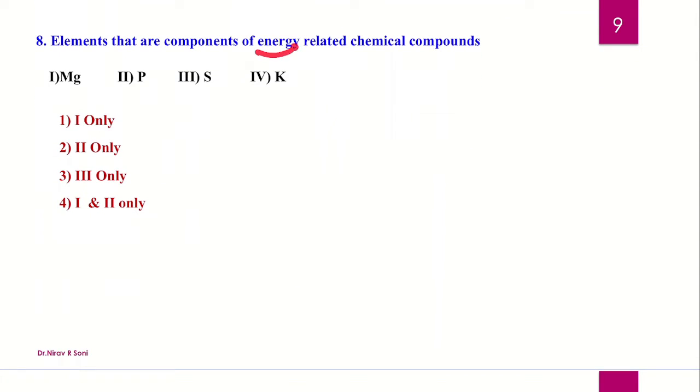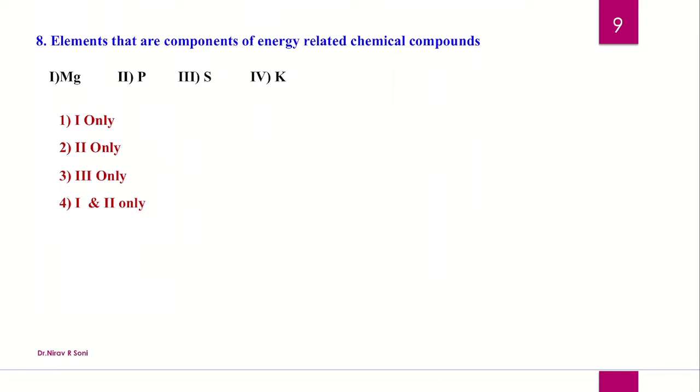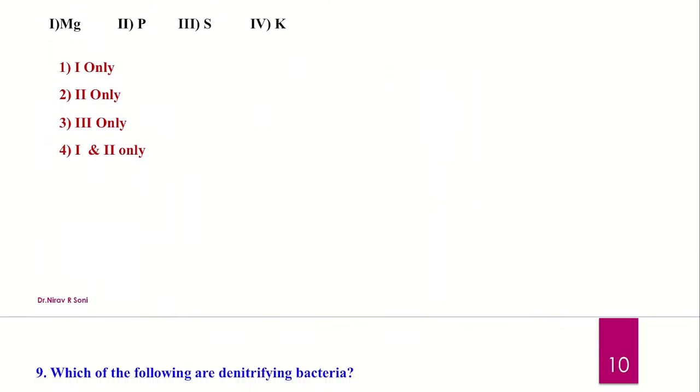Elements that are component of energy related chemical compound. You can find the energy related NADP, FADP, magnesium, phosphorus, sulfur, potassium? No, only phosphorus, because phosphorus is present in the ATP, and magnesium is present in the chlorophyll, means these both are associated with energy related chemical compounds. So your answer should be 4.